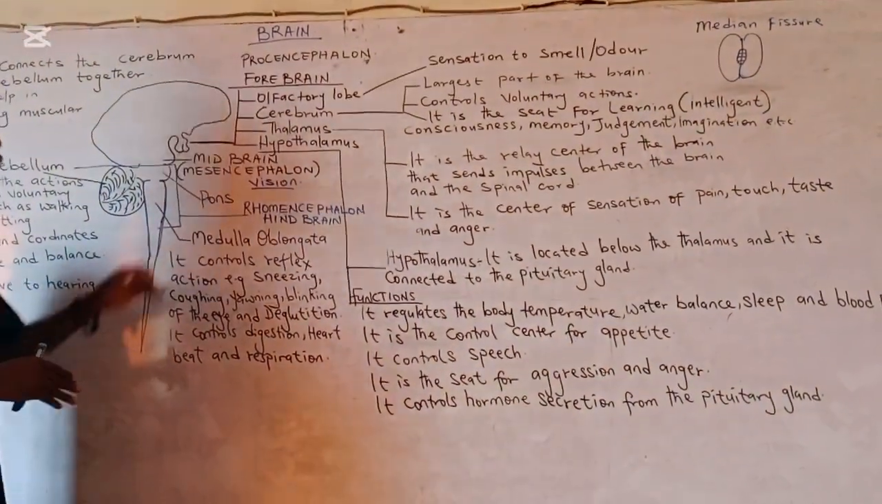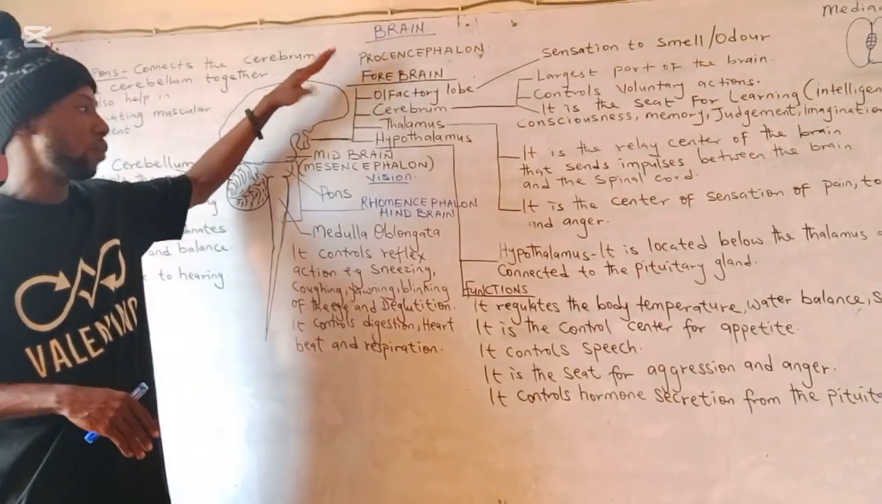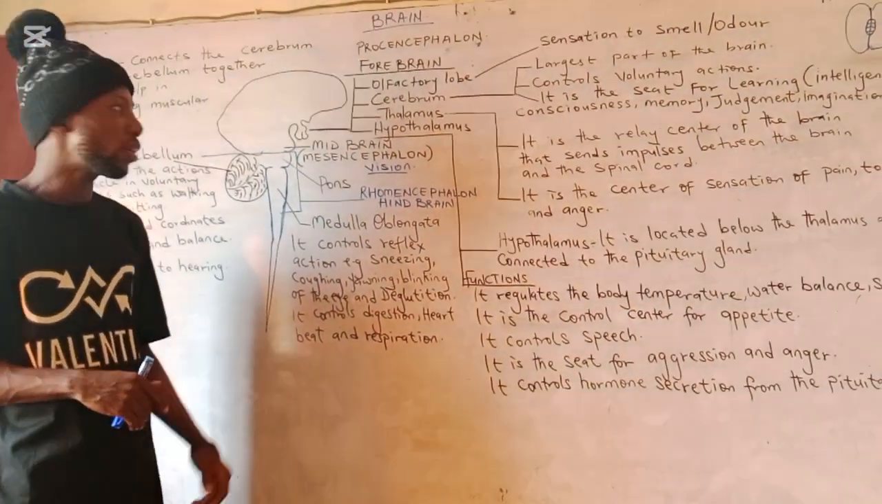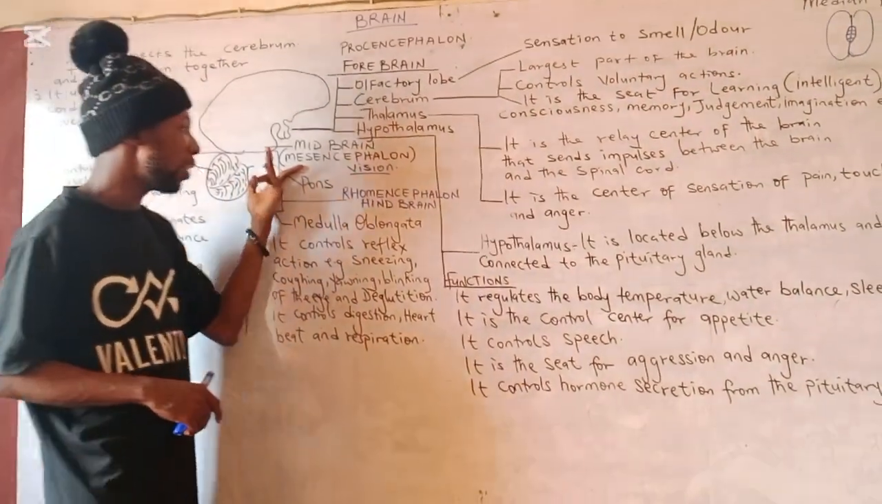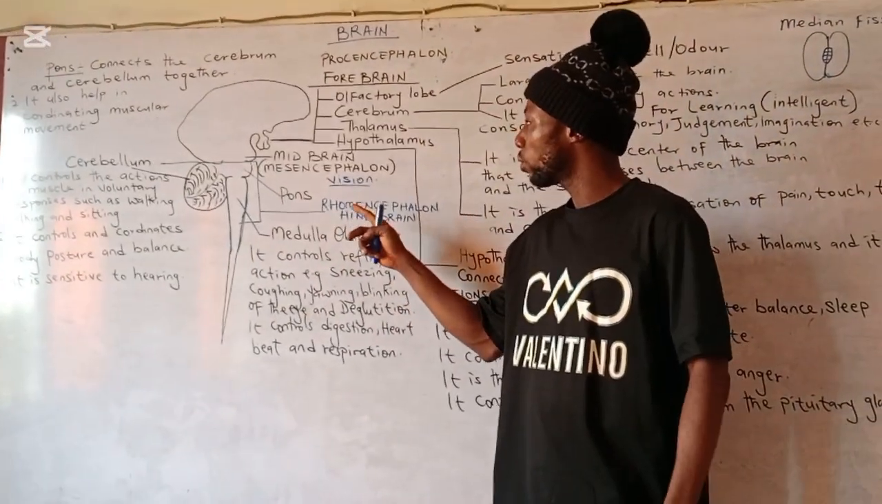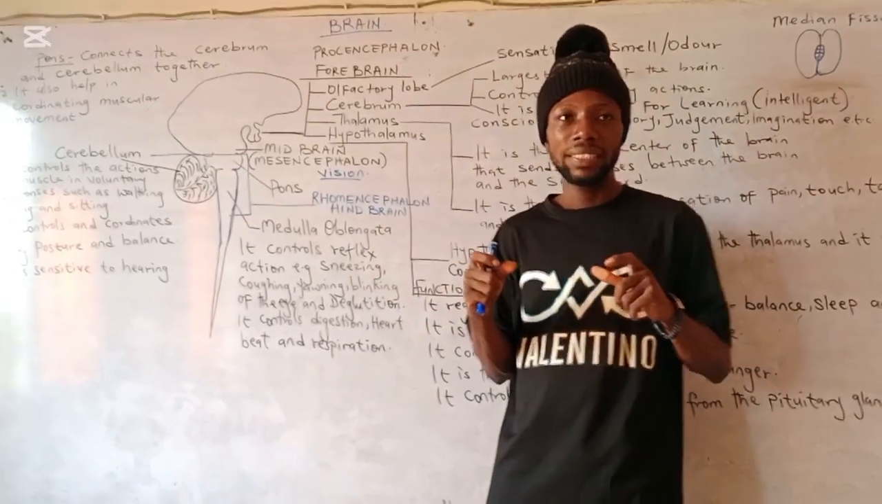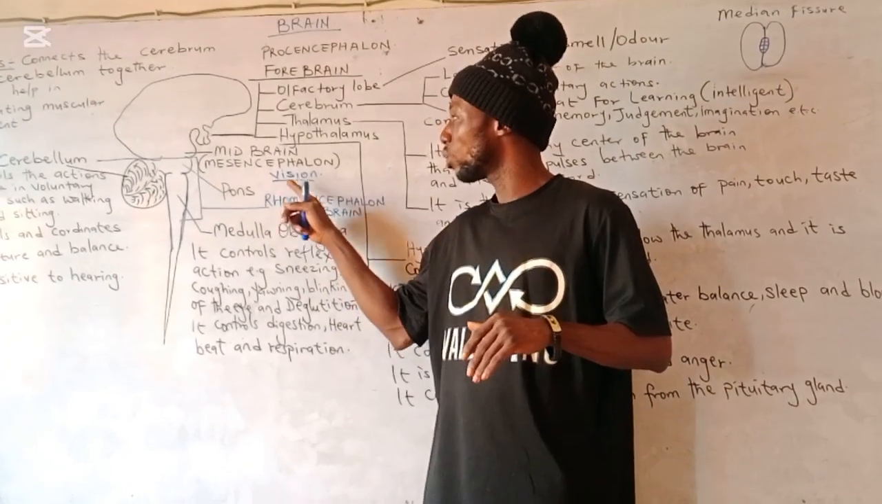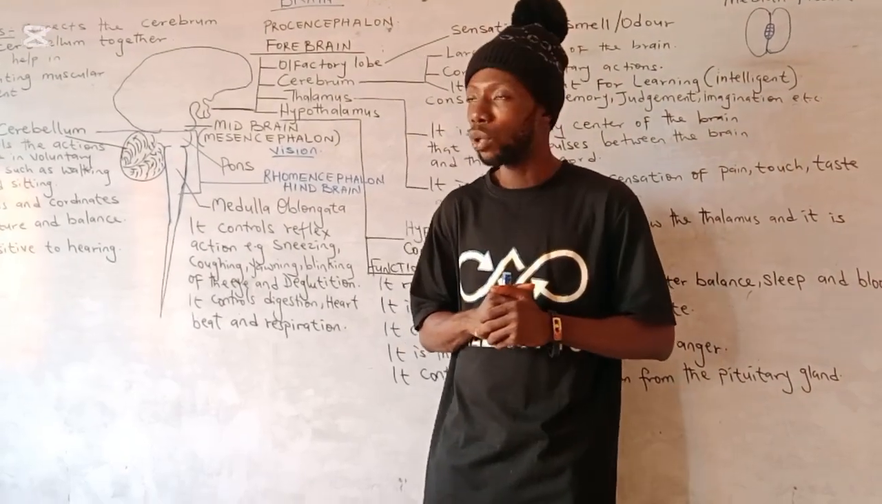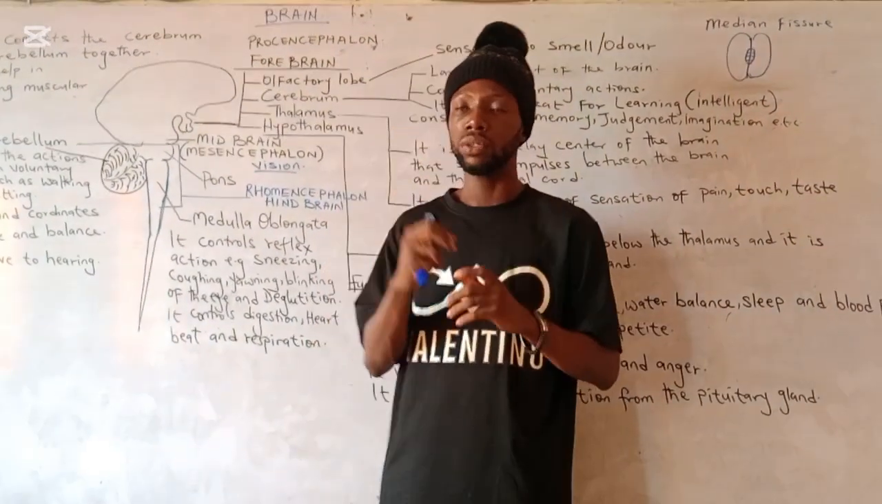That's all about the forebrain, the prosencephalon. The next level we are going to look at is the midbrain. The midbrain has nothing but the optic lobe. The optic lobe is located in the midbrain, which is known as the mesencephalon. What is the function? It is sensitive to vision.